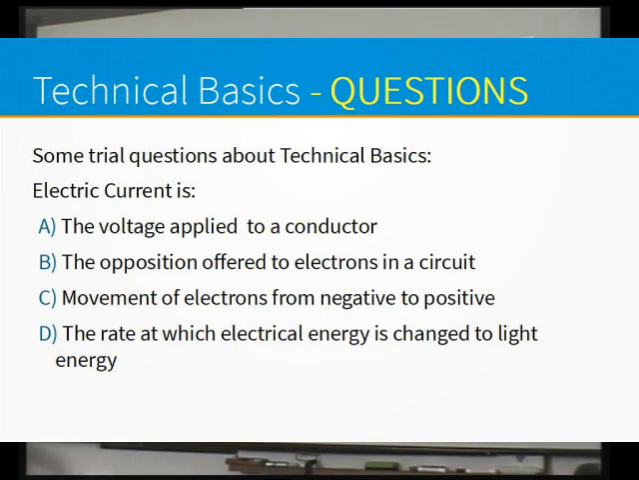Okay, questions. Electric current is... Anyone want to have a guess? Movement of electrons from negative to positive. Spot on. You can discount most of the other options. Electric current is a flow of electrons. Remember flow of electrons, and that helps you out. The opposition offered to electrons, that's resistance. The rate at which is changed from light energy? Yeah, no. Perfect.